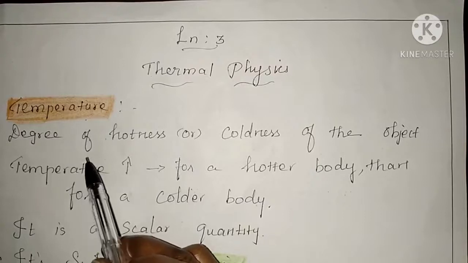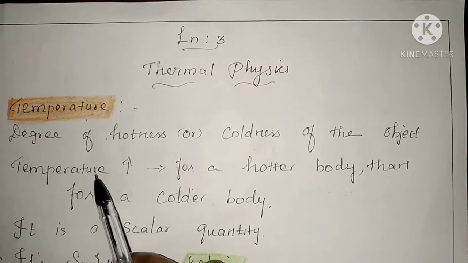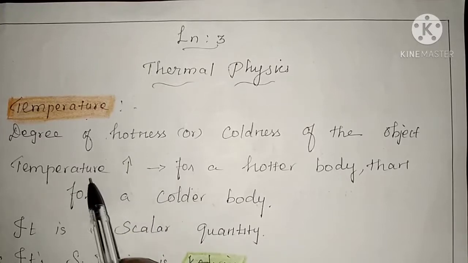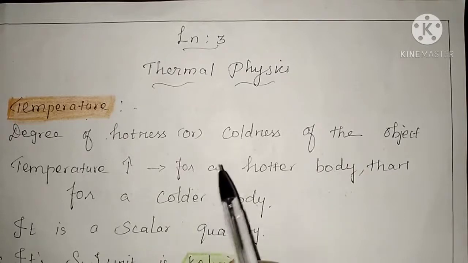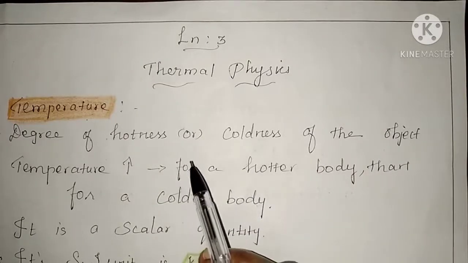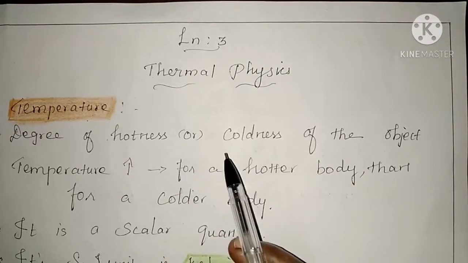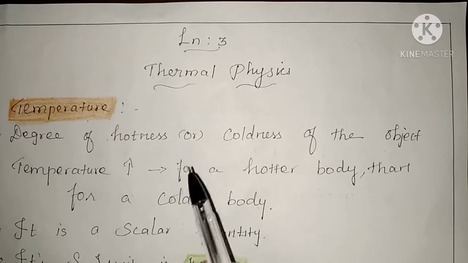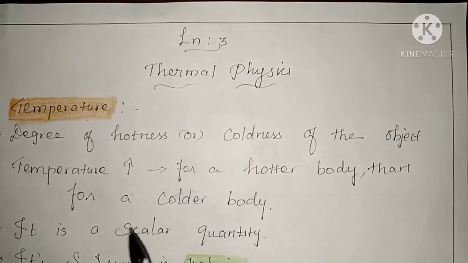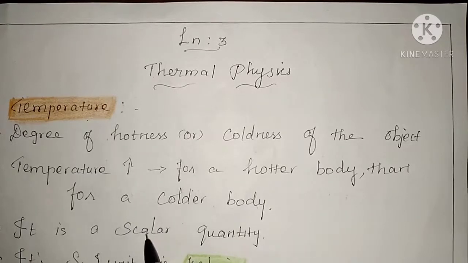And temperature is a scalar quantity. You all know what scalar and vector quantities are, right? Temperature only defines how hot or how cold something is. It can be expressed in degrees Celsius, Fahrenheit or Kelvin, for example 20 Kelvin or 30 degrees Celsius. It only tells the magnitude, so it is a scalar quantity.